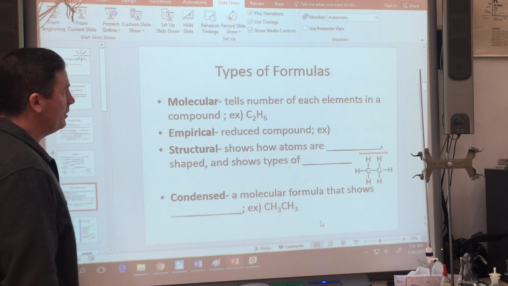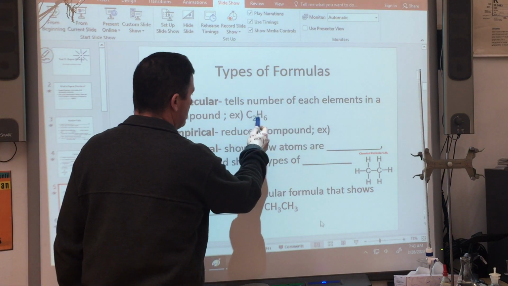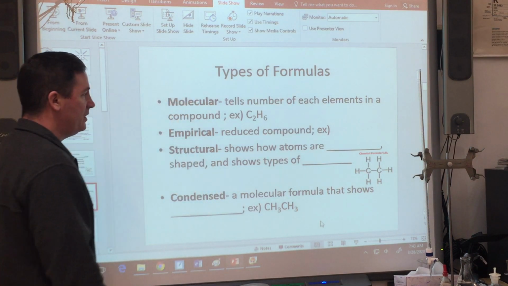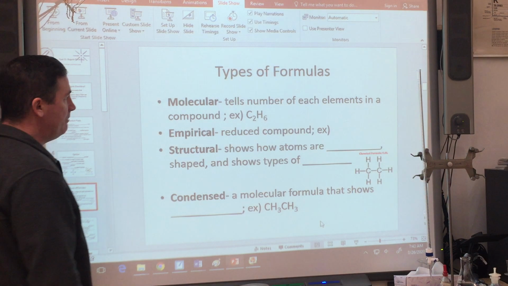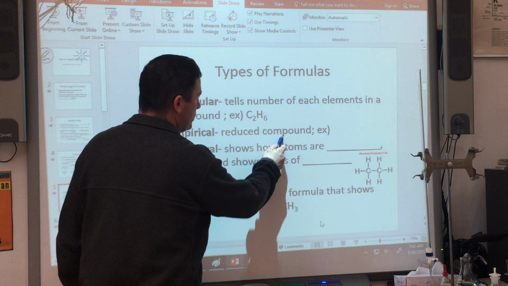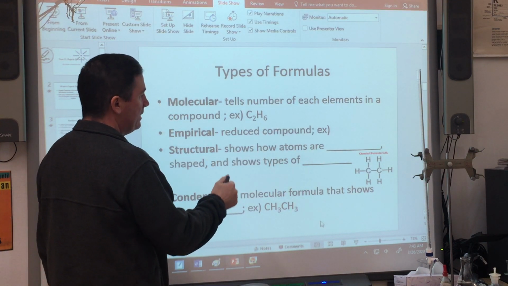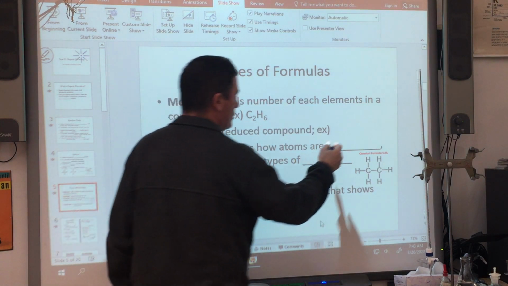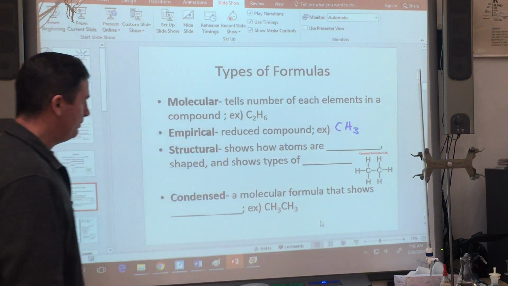There are molecular formulas, and that tells us how many atoms of each, 2 atoms of carbon and 6 atoms of hydrogen in this particular molecule. There are empirical formulas, and we've already learned about those. Those are the reduced compound. So in this case, I've got ethane here. I can take ethane and reduce it because 2 fits into both of those. So an empirical formula for that one would be CH3.